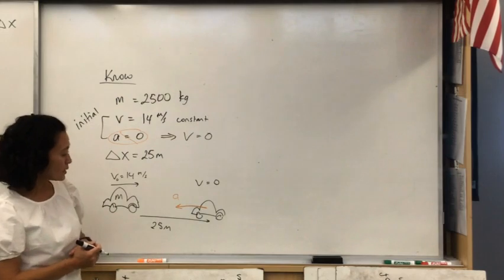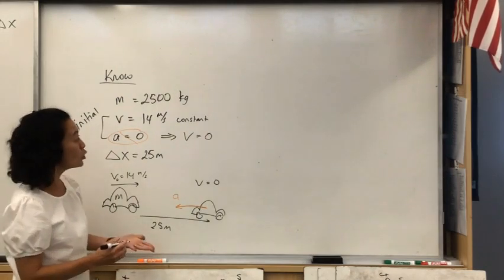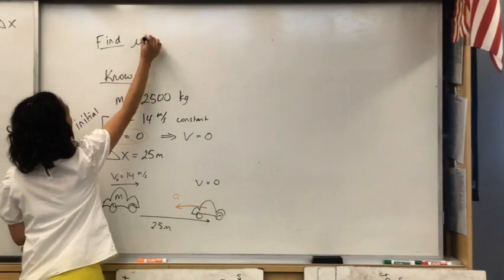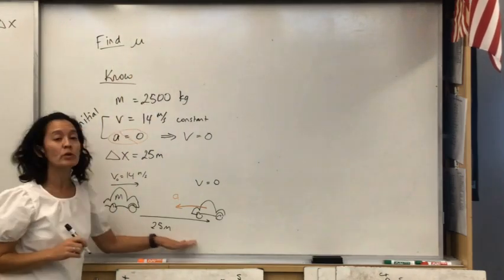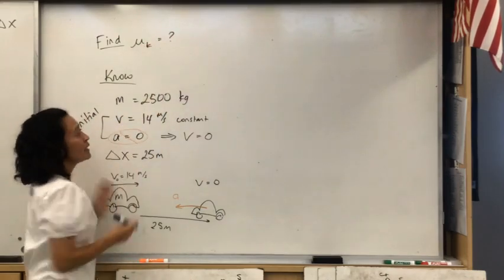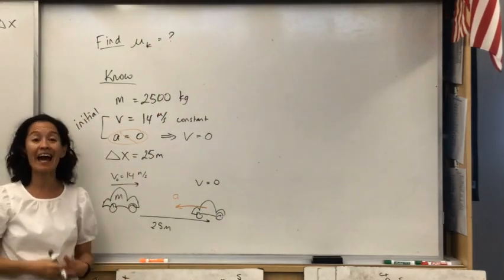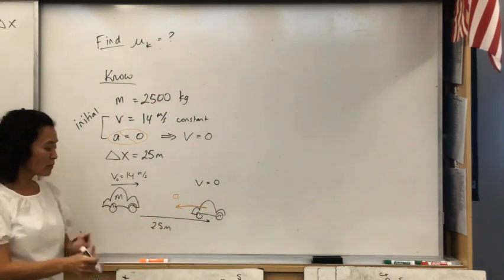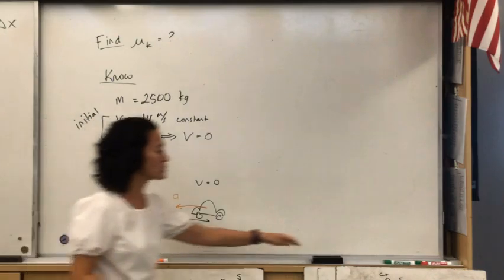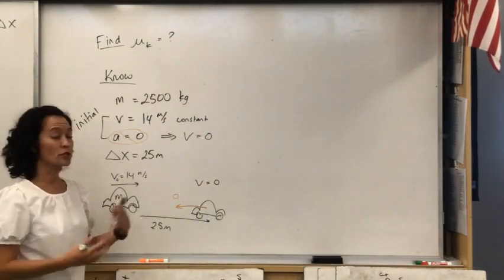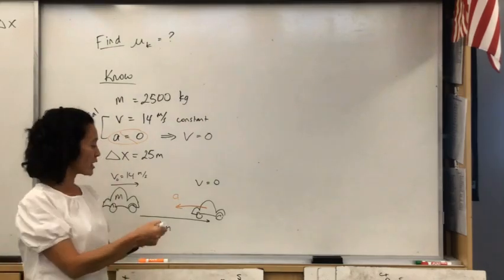So our goal is to figure out what the mu value is. That's what we're trying to find. And in this case, I'm moving, so it's going to be mu k. If I'm trying to find mu k, I have to think about forces. There's no other way around it. So I need to go through the steps of solving a force problem. I need to draw a force diagram, a free body diagram up here.